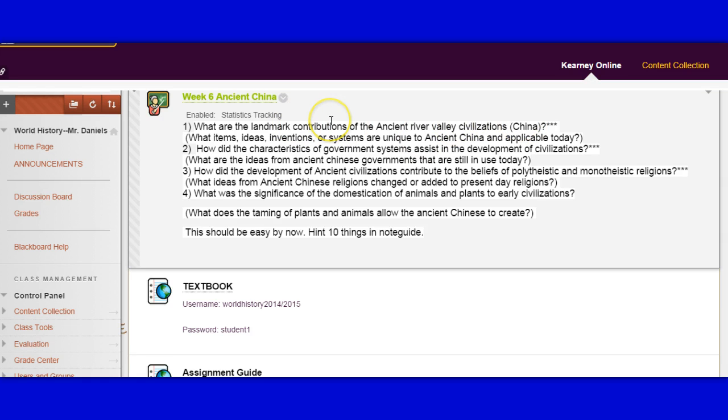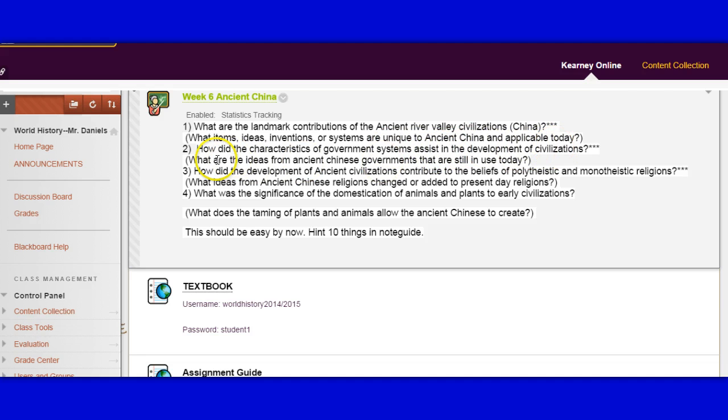What are the landmark contributions? What this simply means is what items, ideas, inventions, or systems are unique to ancient China and applicable today. So what are the things that we're still using today? Number two, how do the characteristics of government systems assist in the development of civilizations?